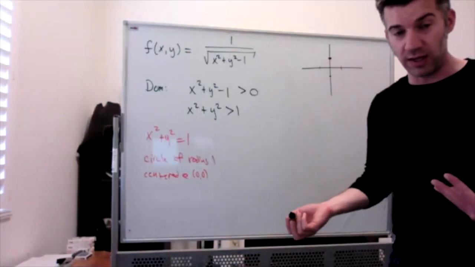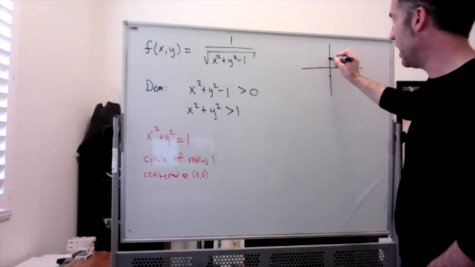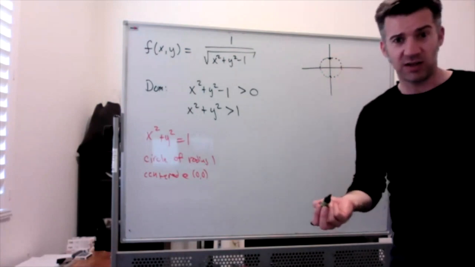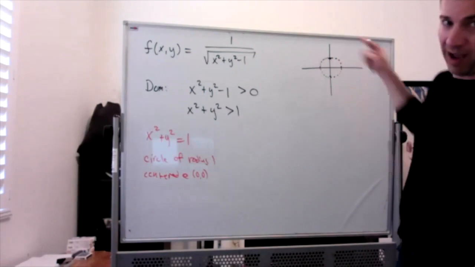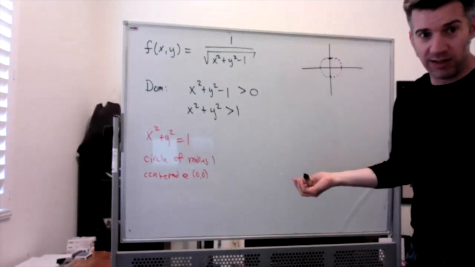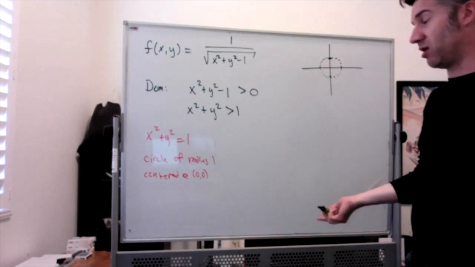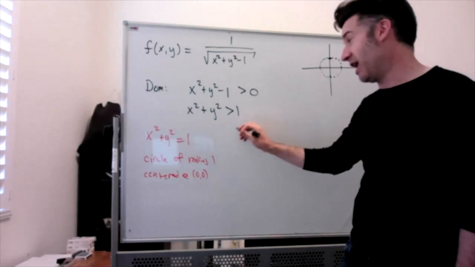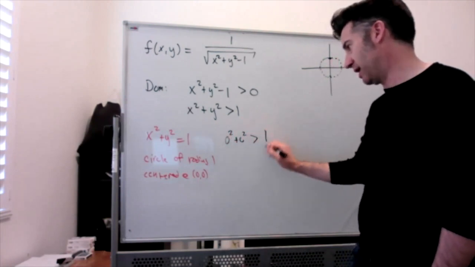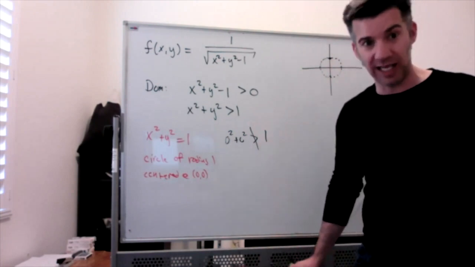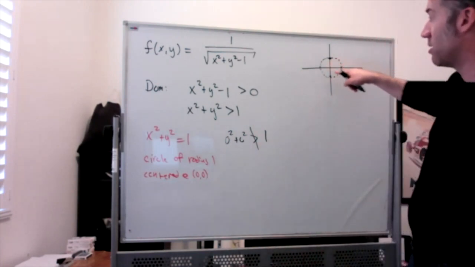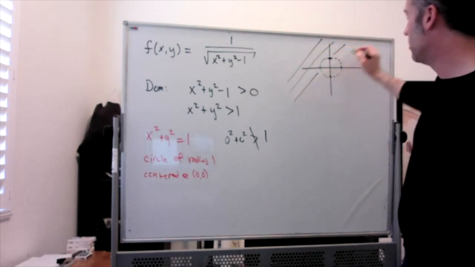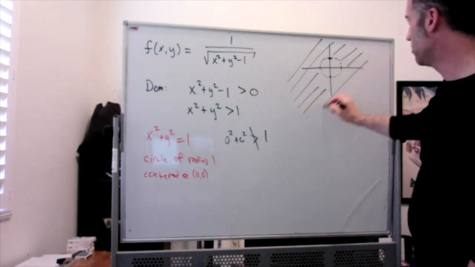If we're asked to draw the domain, that means we need to draw the boundary as a dashed circle. We still have to ask ourselves, do we want the stuff that's inside the circle or outside the circle? So I usually test a point. I usually test the origin. If I test the origin 0, 0, 0 squared plus 0 squared is 0, and 0 is greater than 1, that is definitely not true. So we don't get the point 0, 0. So we don't get any of the points that are inside the circle. So our domain here looks like everything outside the circle of radius 1. That's our domain.